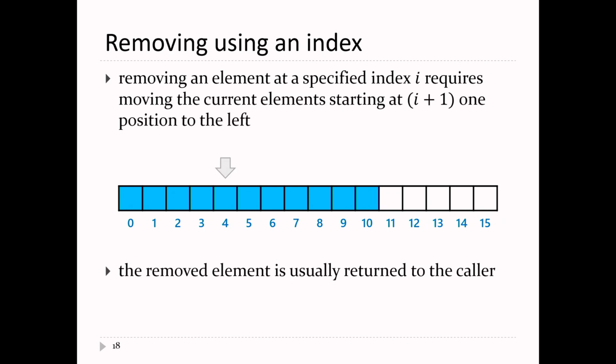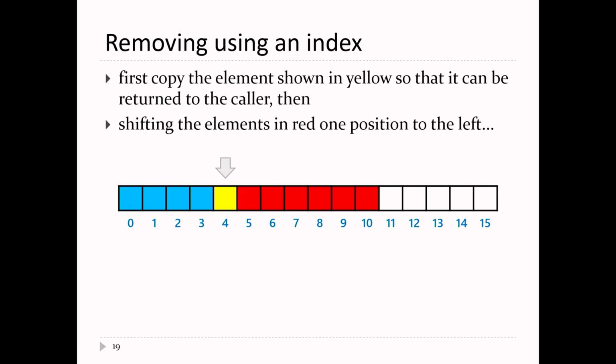All right, so if I want to remove an element at a specified index, I'd like to remove the element at index 4, right? I can't leave a hole in the list. So what I have to do is take all of the elements after the one to remove, and shift them one position to the left. So all the elements in red, I have to move one position to the left.